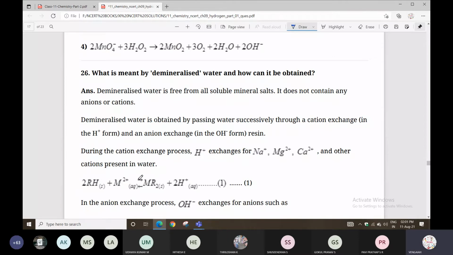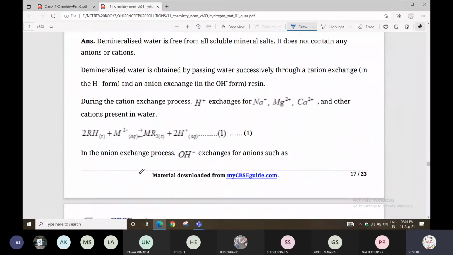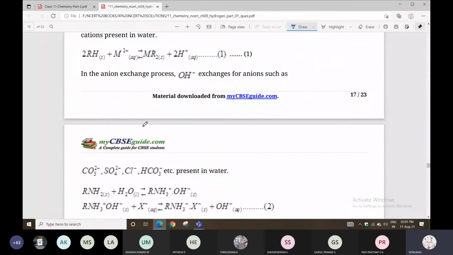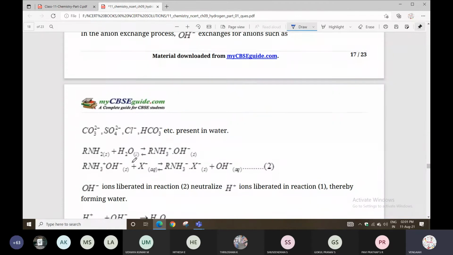Demineralized water is obtained by passing water successively through the cation exchange and anion exchange resin. During the cation exchange process, H+ exchanges with Na+, Mg2+, Ca2+ and other cations present in water. Next is the anion exchange, where OH- exchanges with anions such as HCO3-, Cl-, SO4 2- and CO3 2-.